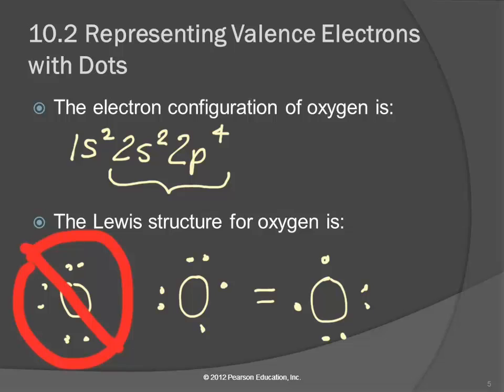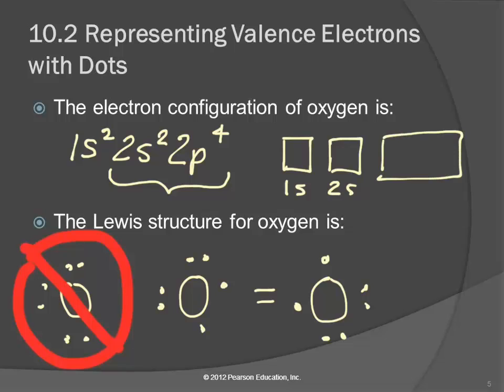Because if we look at, in fact, let's do that. Let's look at the orbital diagram for oxygen. So there's 1s, and here's 2s, and here's the 2p. So 1, 2, 3, 4, 5, 6, 7, 8. There are 2 unpaired electrons.